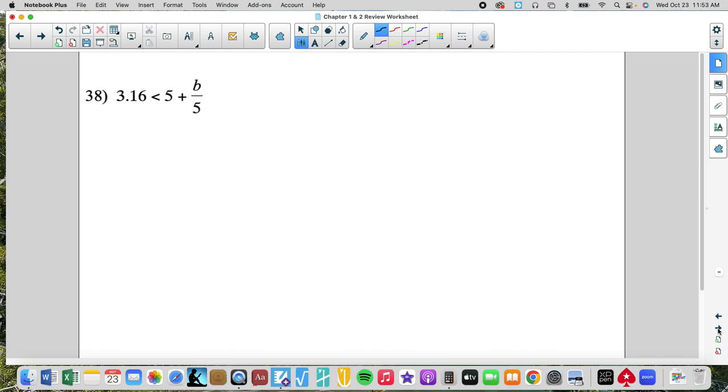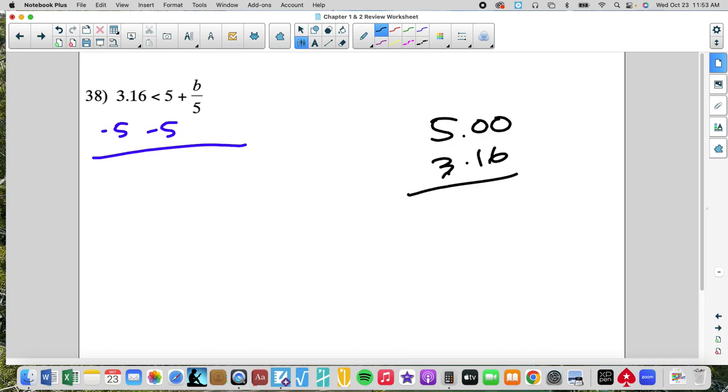I'm pretty sure I didn't click that button, but I'm going to subtract 5, subtract 5. I have 5 and I have 3.16. Always subtract the smaller from the larger. And I got to borrow, 4, 8, 1. And I have more negatives than positives. So negative 1.84 is less than b over 5.